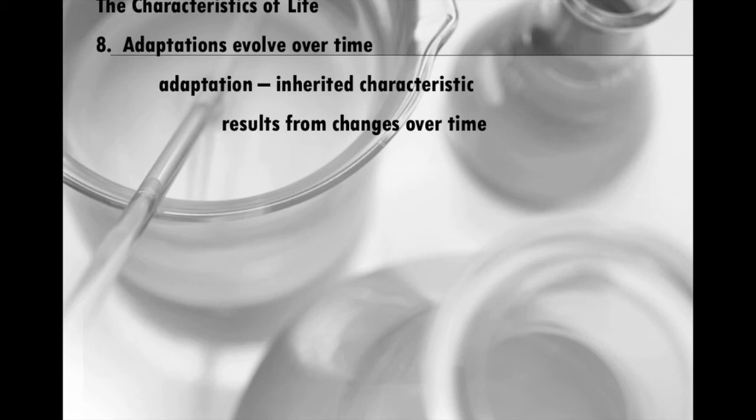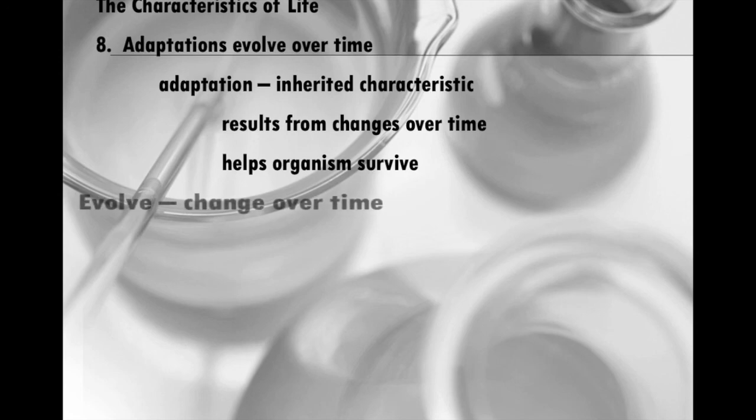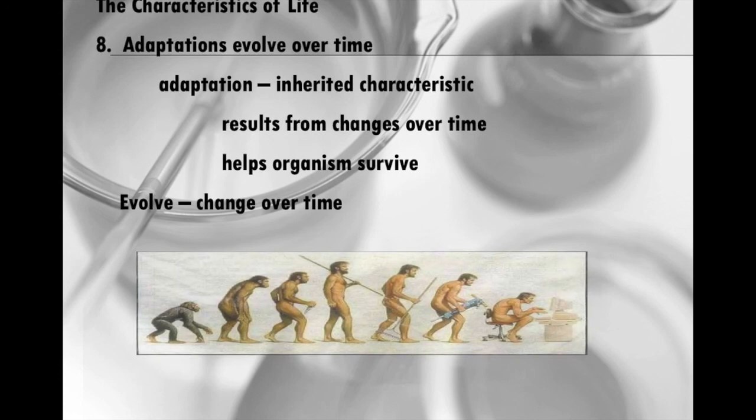So as the environment changes, species are able to evolve new adaptations. They get new variations, and some of them are helpful, and the ones that are helpful are able to be passed on to the next generation. Adaptations help the organisms to survive, but it also helps the species to continue. Evolve just means change over time.